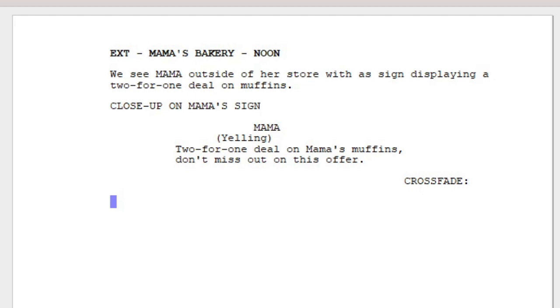So for now, we're going to use a crossfade, which means there's another scene coming right up. So we got an interior this time. It's going to be interior of Mama's Bakery, and it's going to be nighttime. I could say 12:30, I could say 1 a.m., 8 p.m., but I like to stay general, so just night. All right, which means we're into the action now. So we got our slug line down. Interior, Mama's Bakery, night. What happens next?